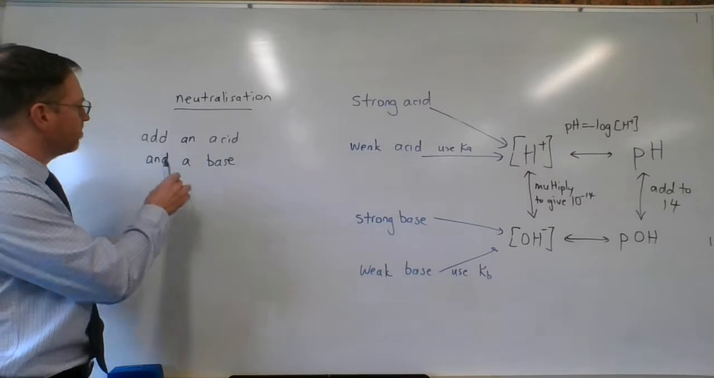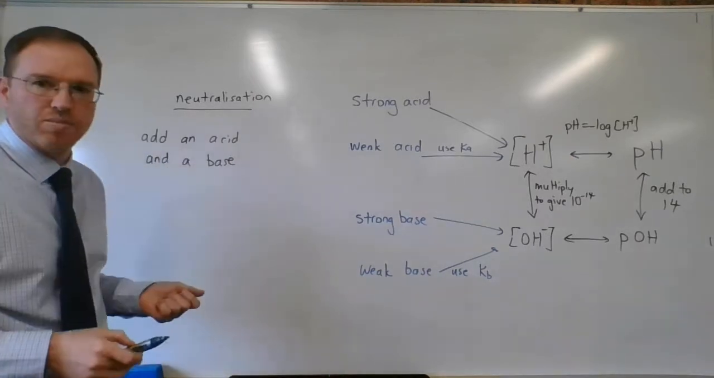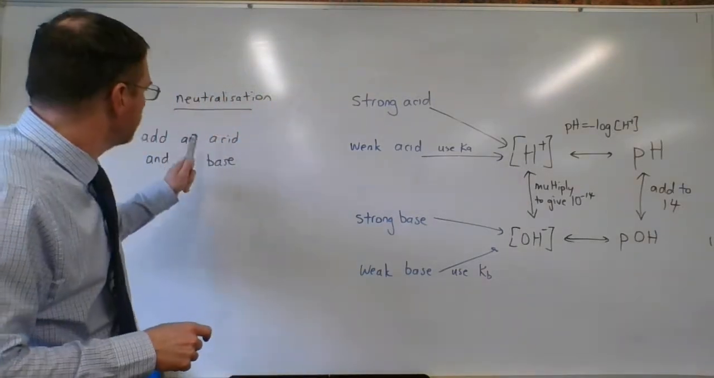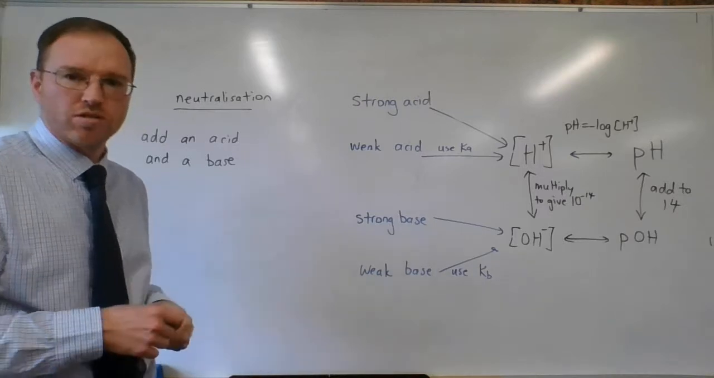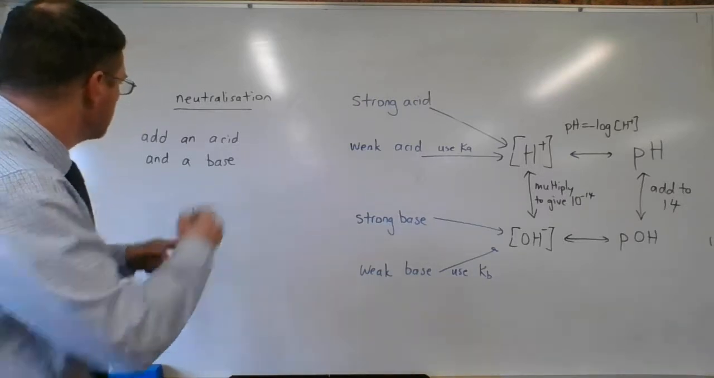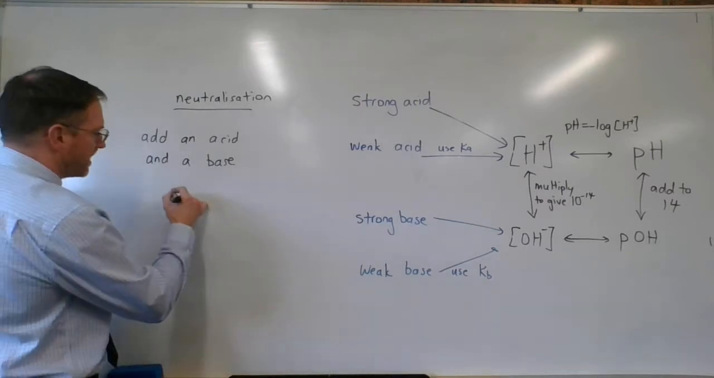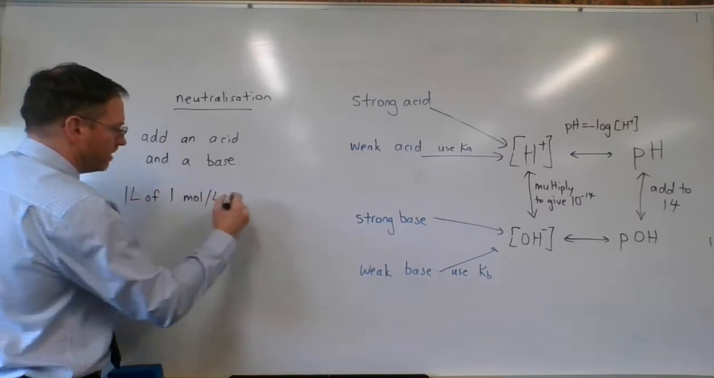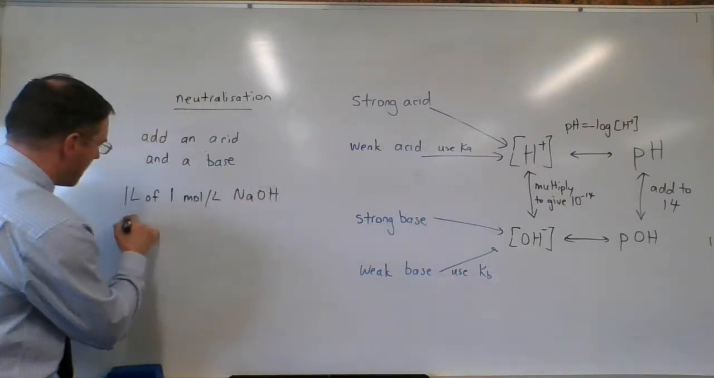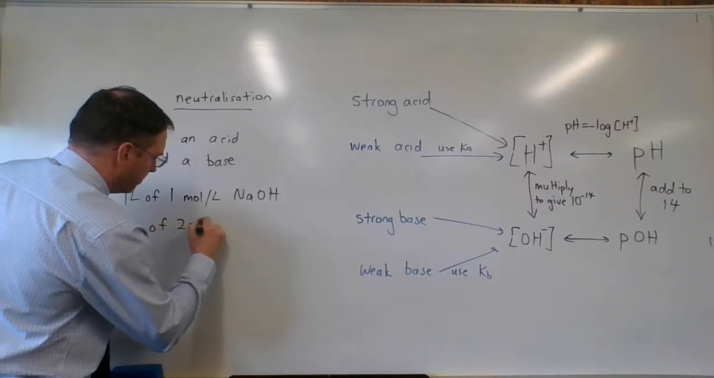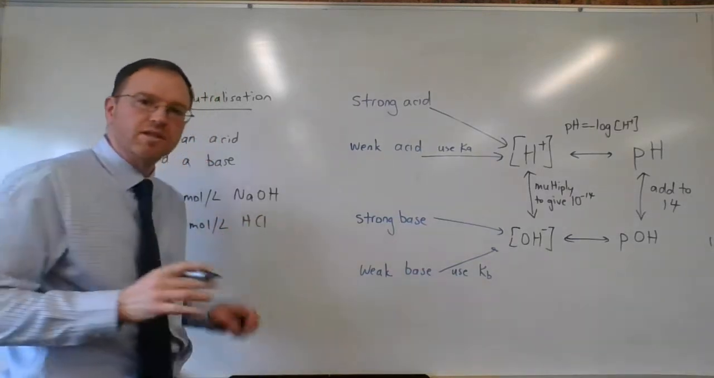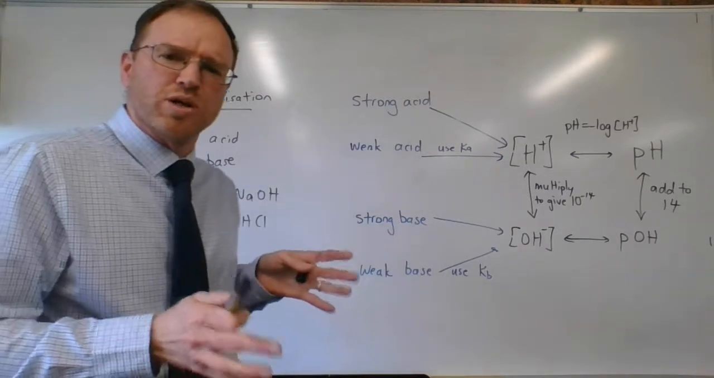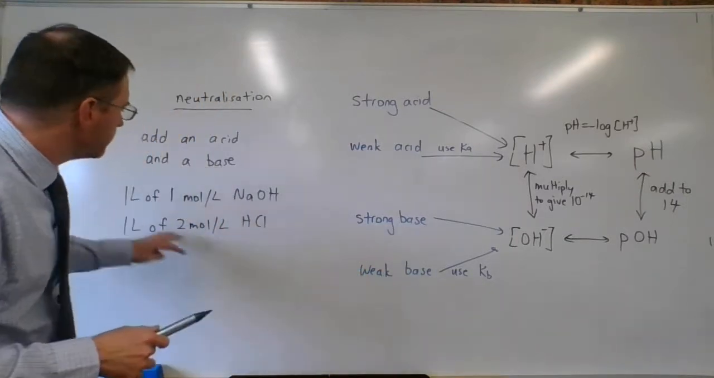So if I'm given a question where I've added an acid and a base, and I need to work out the pH of the resulting solution, what I need to do is work out which of these is in excess and what is the concentration of it. That's all these questions are. So let's say, for example, to keep it a nice simple example, I have 1 litre of 1 mole per litre sodium hydroxide and 1 litre of 2 mole per litre hydrochloric acid. Now, I've deliberately given easy numbers so you can see straight away that the acid is in excess, but the numbers won't always be that simple.